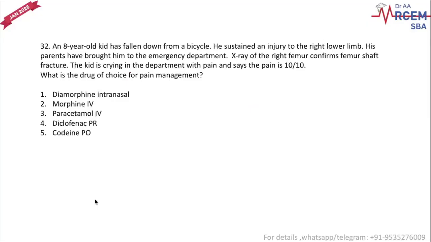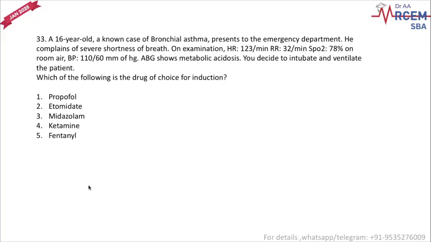An 8 year old kid has fallen down from a bicycle. He sustained an injury to the right lower limb. His parents have brought him to the emergency department. An X-ray of the right femur shaft shows that there is a fracture. The kid is crying in the department with pain and says the pain is 10 out of 10. What is the drug of choice? Severe pain, so the patient needs intranasal diamorphine. Intranasal diamorphine is the drug of choice.